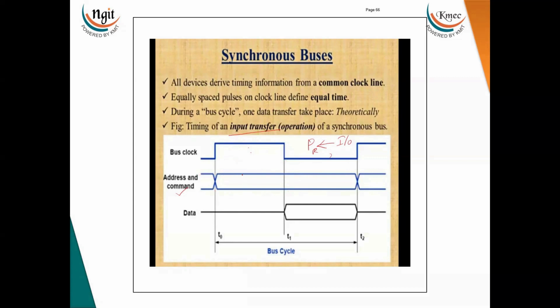Now if you see the address and command here, we have shown them as one box. This is nothing but a bunch of lines together that we are representing here. For example, if I say there are 16 address lines, to represent all 16 lines separately, it would be very difficult to draw the diagram and to analyze the diagram.